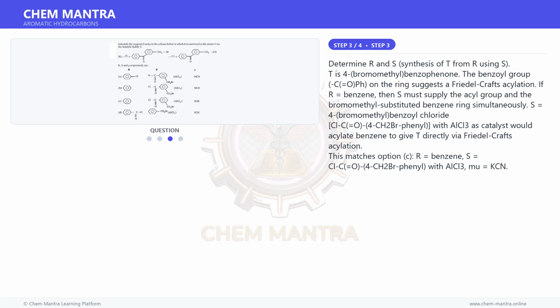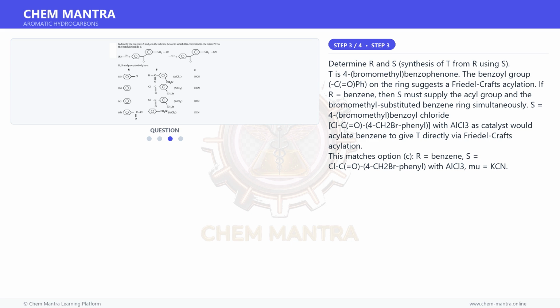Determine R and S, synthesis of T from R using S. T is 4-bromomethyl benzophenone. The benzoyl group, C=O, Ph, on the ring suggests a Friedel-Crafts acylation. If R is equal to benzene, then S must supply the acyl group and the bromomethyl substituted benzene ring simultaneously. S is equal to 4-bromomethyl benzoyl chloride, ClC=O-4-CH2Br phenyl, with AlCl3 as catalyst would acylate benzene to give T directly via Friedel-Crafts acylation.